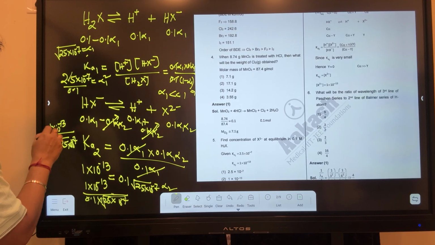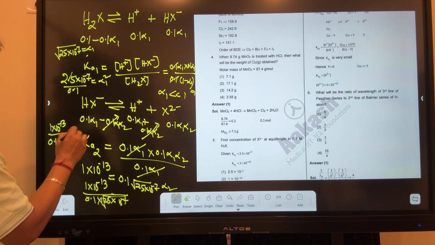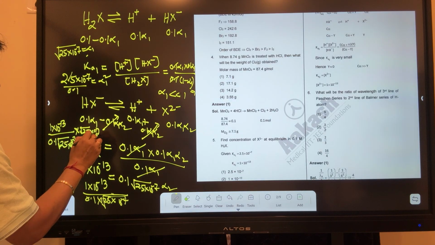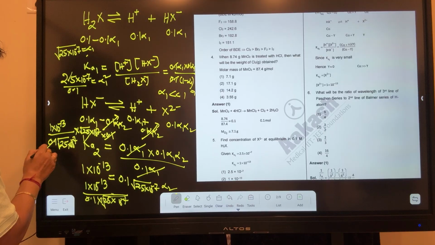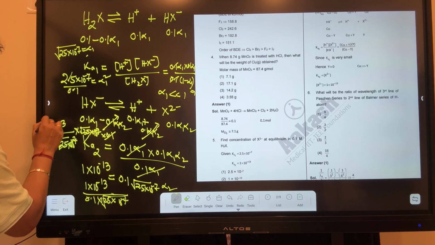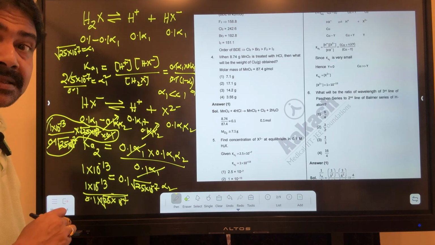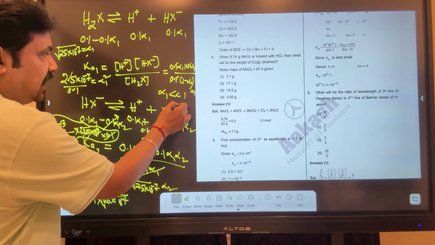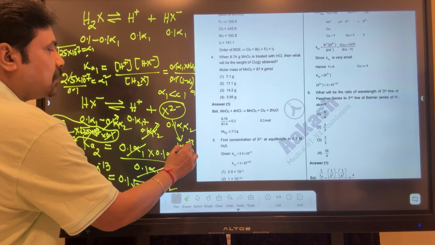This value we put in for alpha 2, then 0.1 into alpha 2, already written down. Alpha 1 is under root of 25 into 10 to the power of minus 7. This is your alpha 1 into 0.1. Then 0.1 cancels, under root cancels. Then you look at the calculation. What value are you getting? 1 into 10 to the power of minus 13. So that's your answer: what is the x2 minus concentration? x2 minus concentration finally is coming 1 into 10 to the power of minus 13.